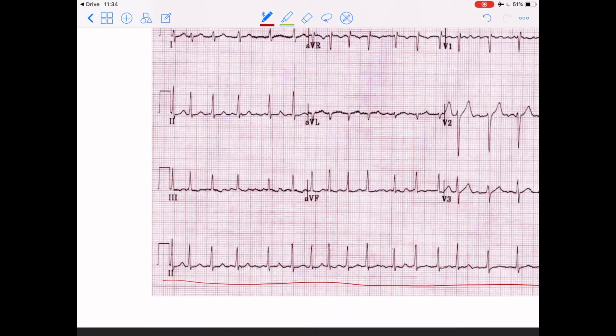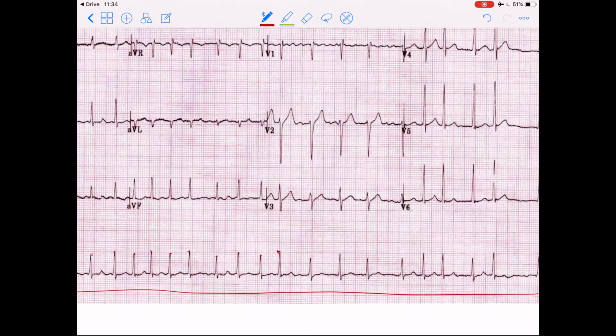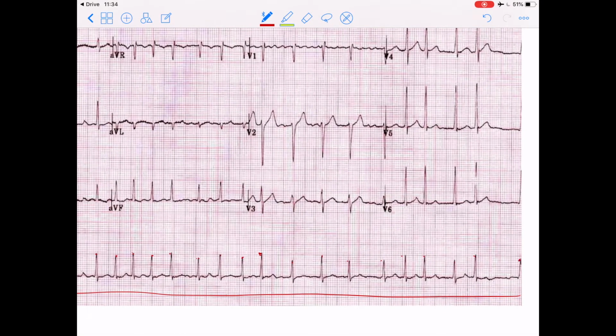So 1, 2, 3, 4, 5, 6, 7, 8, 9, 10, 11, 12, 13, 14, 15, 16, 17, 18, 19, 20, 21, 22, and 23. So 23 times 6 is about 138 beats per minute. So that's just a helpful little tool. If the beat is irregular, you can use this 10-second method to find the rate.